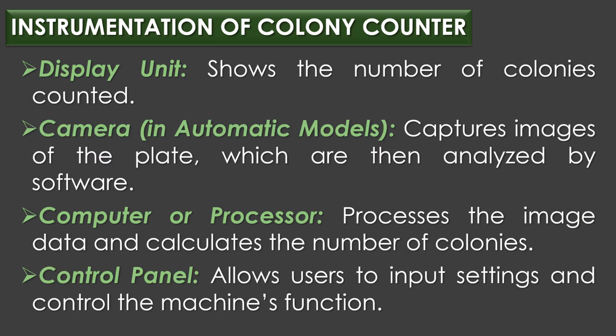Display unit. The display unit shows the number of colonies counted. Camera. The camera is present only in automatic models. The camera captures images of the plate which are then analyzed by software. Computer or processor. The computer or processor processes the image data and calculates the number of colonies. Finally, control panel. The control panel allows the users to input settings and control the machine's function.